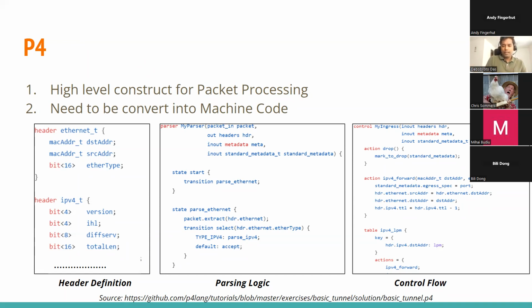As I mentioned in the previous slide, there are three major reconfigurable components, so to program them in P4 there are three major parts. The first one is the header definition. Based on those header definitions, you write a packet parser, which is the parsing logic. Then you have the control flow, which guides what match and action will happen in the match action stages.